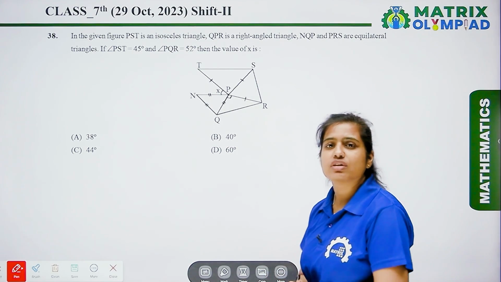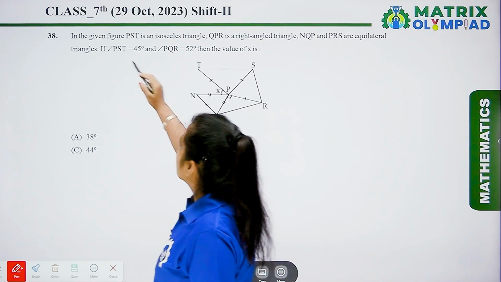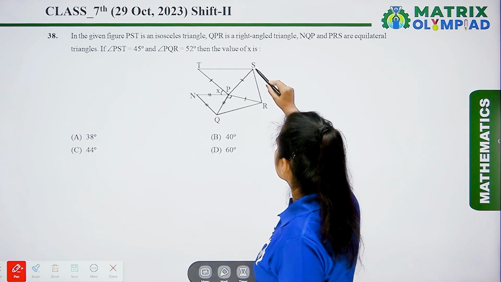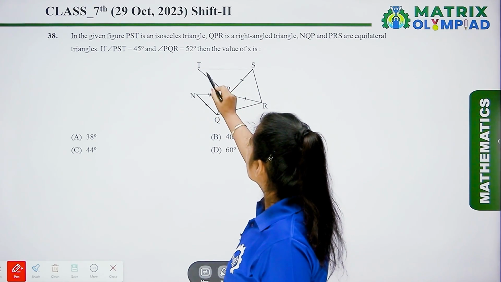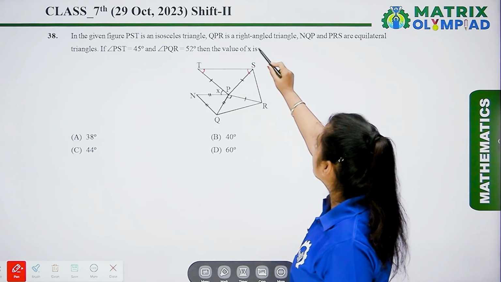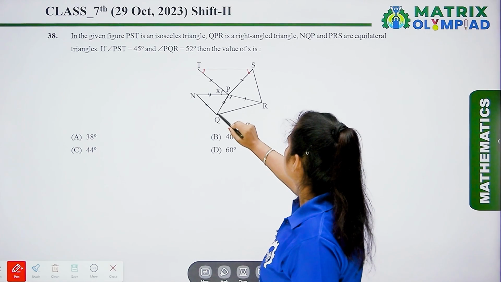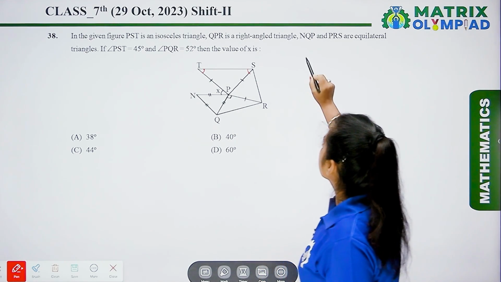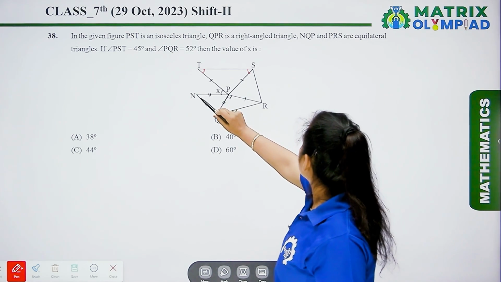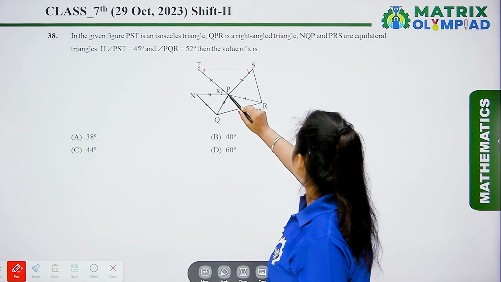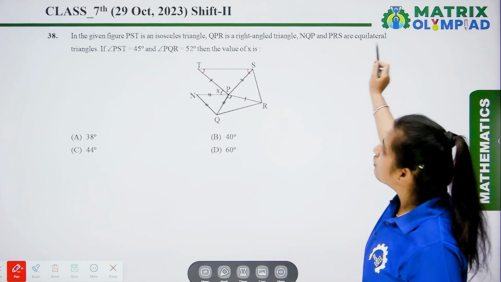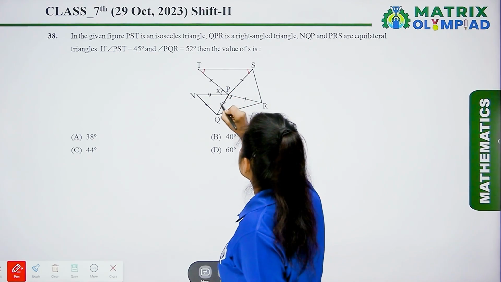Now let's solve the next question, question number 38. In the given figure, PST is an isosceles triangle. Here it is PST. This is an isosceles triangle. It means these two angles are equal. QPR is a right angle triangle. Here it is QPR. This is a right angle triangle. NQP and PRS are equilateral triangles.